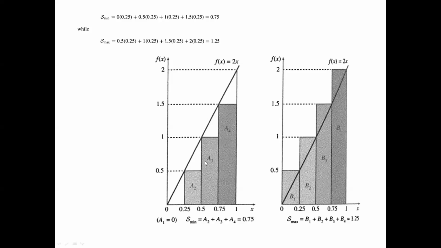So what is the difference? The difference is, as you can see, A2 and B1 are matching. B2 and A3 are matching. A4 and B3 are matching, right? So this is the extra rectangle, and this creates the difference.